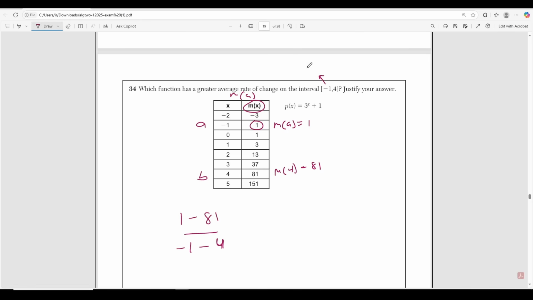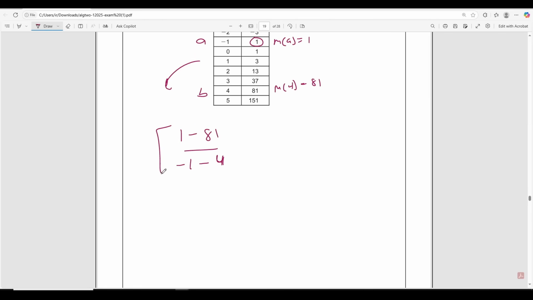So in this case, you're finding the slope between the point -1, comma 1, and 4, comma 81. So if you plug it into your calculator, like I'm doing right now, you're going to get that the average rate of change here is 16. So we'll just put that this is the average rate of change for m of x over the interval -1, comma 4.